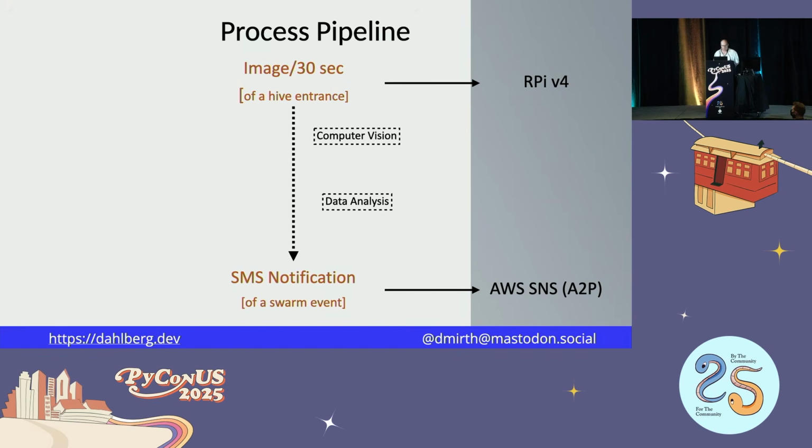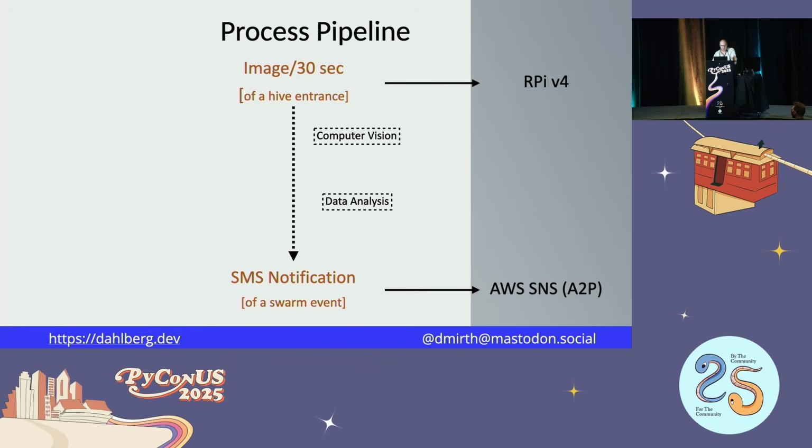We're taking an image every 30 seconds with a Raspberry Pi V4 of our hive interests. Using computer vision and data analysis to determine if a swarm is occurring, and if so, notify the beekeeper via SMS notification using Amazon Web Services Simple Notification Service. I decided to go with SMS notification rather than email because it's more immediate, and I'm using AWS SNS because email to SMS with the common couriers is getting a bit problematic of late.